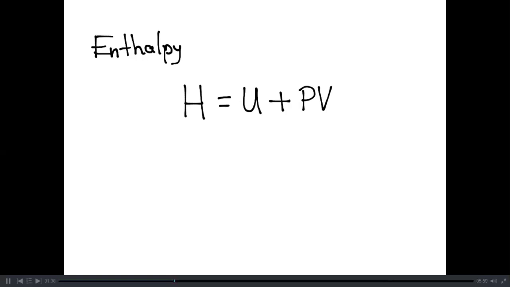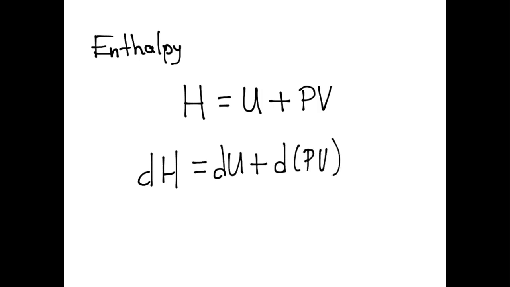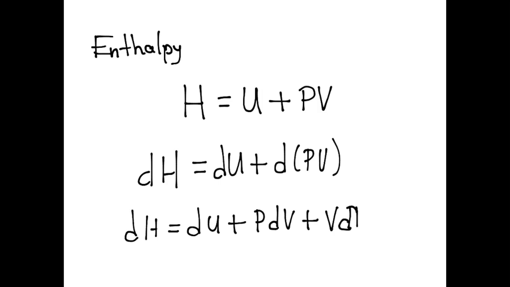But let's not focus on this. It's just a convenient set of combinations of properties, and that is called the enthalpy. It is straightforward to understand that the derivative of the enthalpy equals dU plus d(PV), which is dU plus PdV plus VdP.